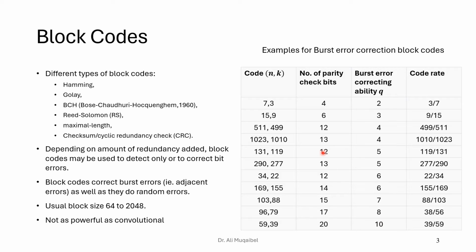So the last column shows you the code rate, which is the first number divided by the second number. So these can easily be induced from the first column, these two. Here's a subtraction, and this is just the ratio.